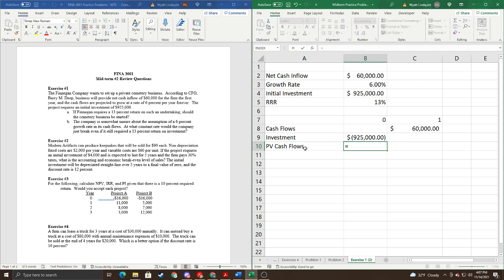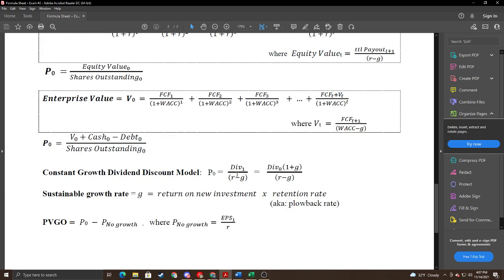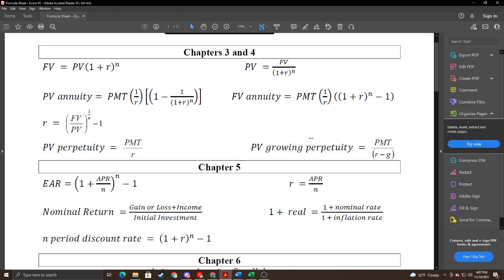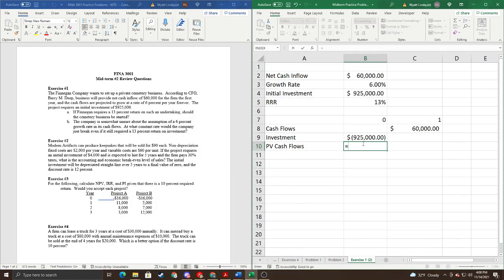And then we're going to get the present value of the cash flows. And to do this, the cash flows are 1 year out already. So hold on, let me pull up the formula sheet. So what we're going to do is just use the constant growth dividend discount model. And this technically, you could also use the present value of a growing perpetuity. They're the same, essentially. And so I guess we'll just use the present value. So we have payment, which equals the payment you're going to receive, which is the $60,000.